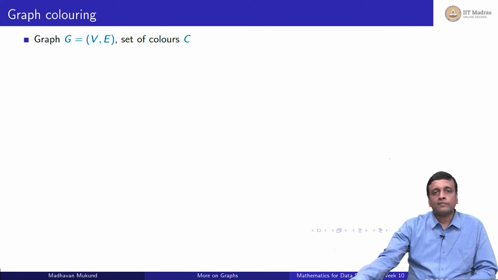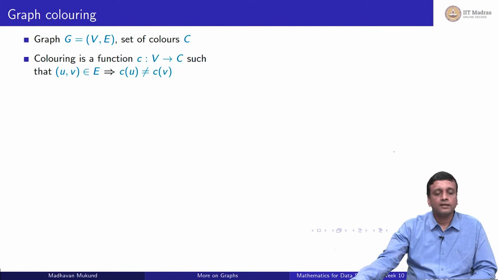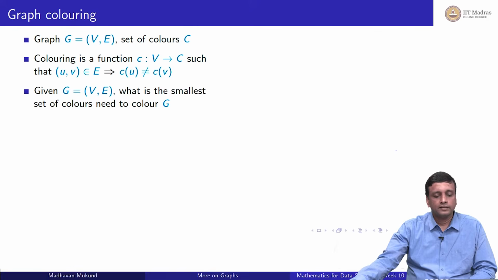So abstractly, we have transformed our map coloring problem to what is called a graph coloring problem. So in a graph coloring problem, we have a graph which consists of some vertices and edges as before, and separately we have a set of colors, and we want to do a coloring. So what is a coloring? A coloring is a function which assigns to every vertex a color from the set C. And the rule is that if I have a pair of vertices connected by an edge, their endpoints should have different colors. So if (U, V) is an edge, the color of U should be different from the color of V. This is what graph coloring demands.